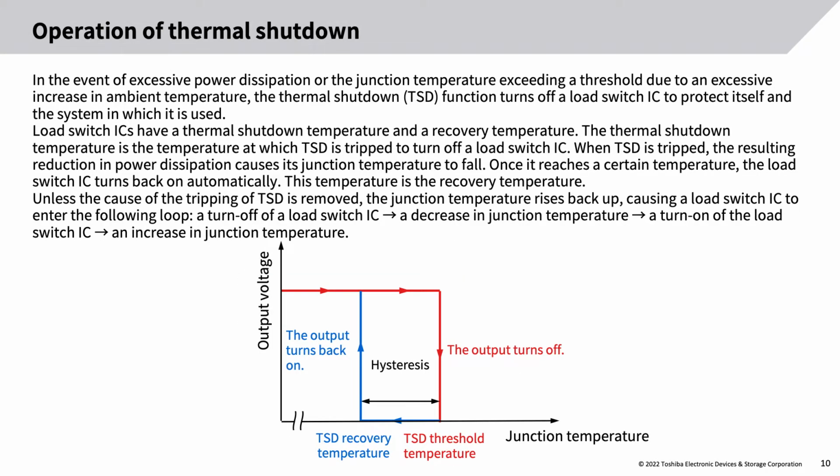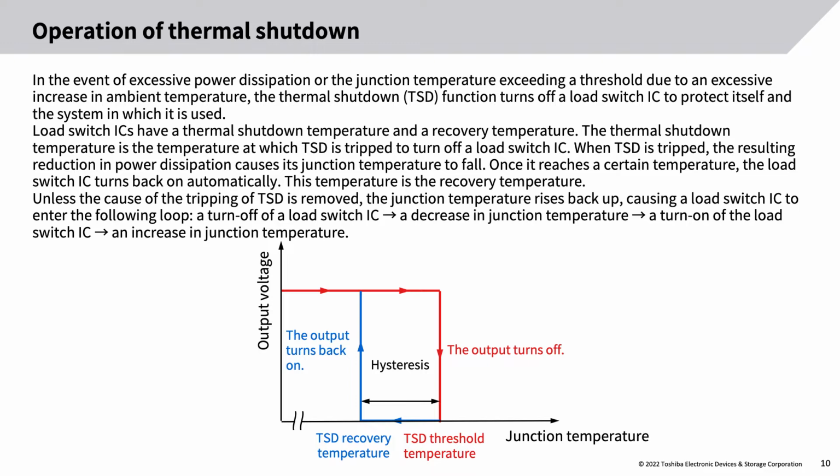Operation of thermal shutdown. In the event of excessive power dissipation or the junction temperature exceeding a threshold due to an excessive increase in ambient temperature, the thermal shutdown function turns off a load switch IC to protect itself in the system in which it is used. Load switch ICs have a thermal shutdown temperature and a recovery temperature. The thermal shutdown temperature is the temperature at which thermal shutdown is tripped to turn off a load switch IC. When thermal shutdown is tripped, the resulting reduction in power dissipation causes its junction temperature to fall. Once it reaches a certain temperature, the load switch IC turns back on automatically. This temperature is the recovery temperature.